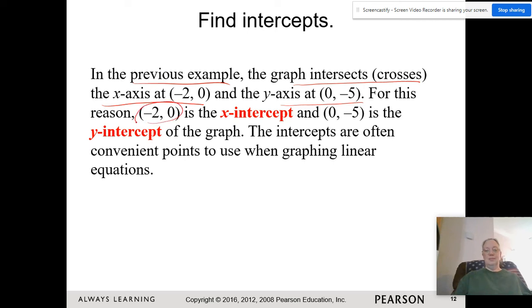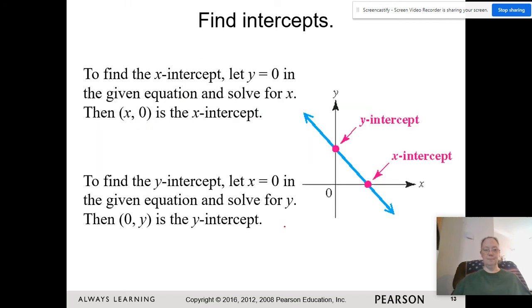So this, where it crosses the x-axis, is called the x-intercept, and this, where it crosses the y-axis, is called the y-intercept. Intercepts, this is important, intercepts are often convenient points to use when graphing linear equations, okay? Very convenient to know where the x-intercept is and the y-intercept is, partly because you're plugging in 0, so it makes it super easy to find those points.